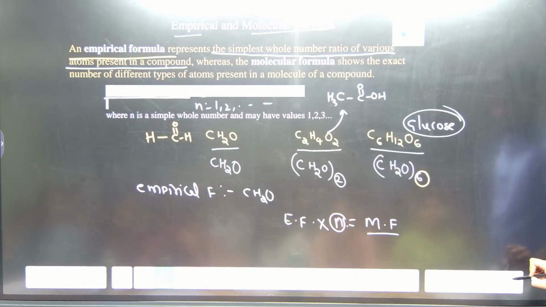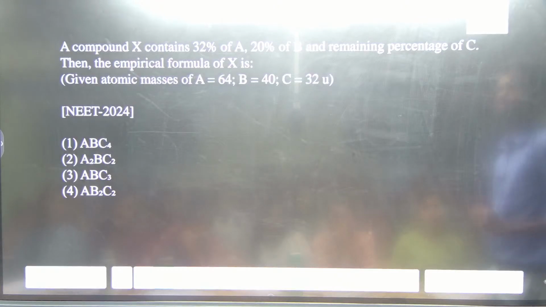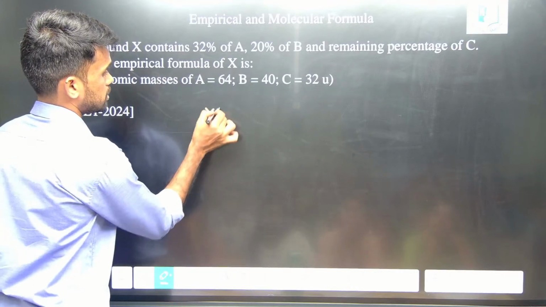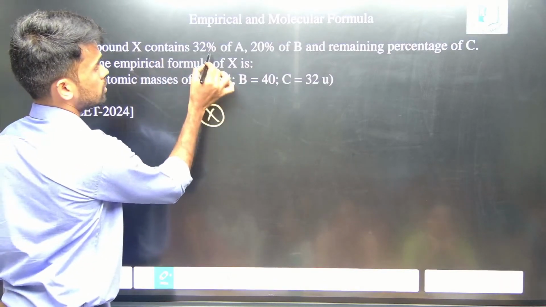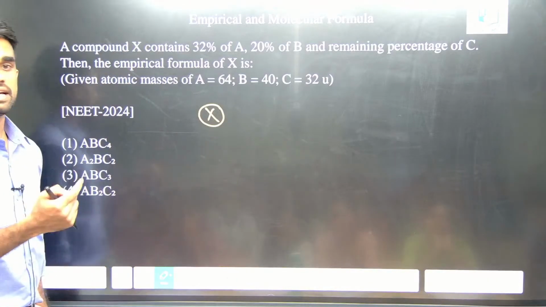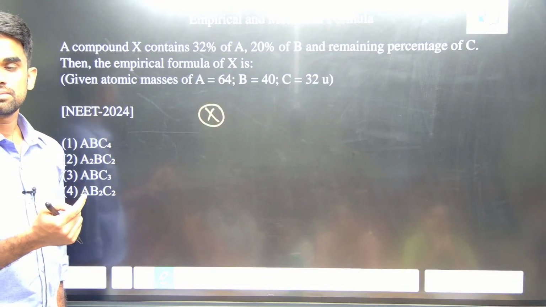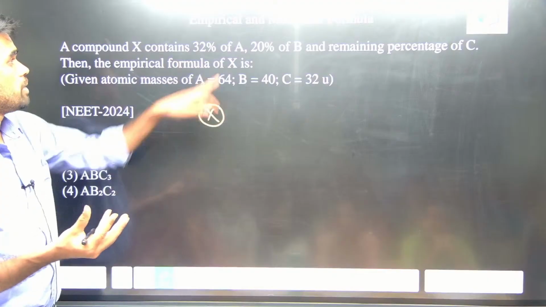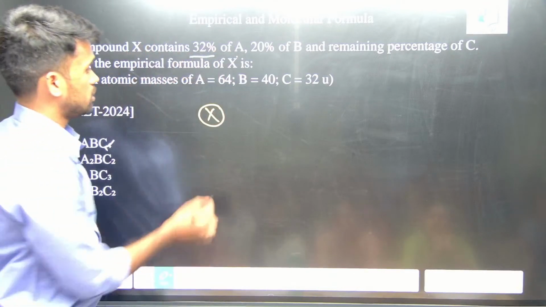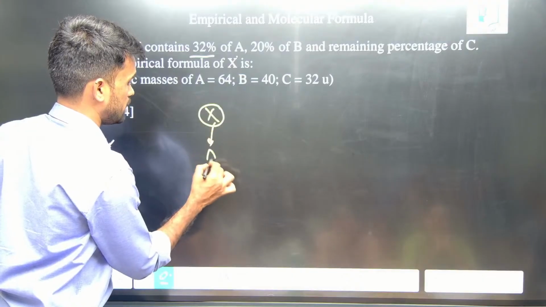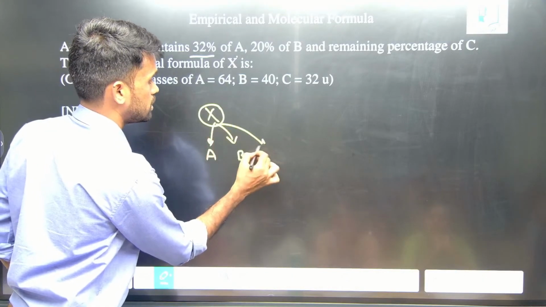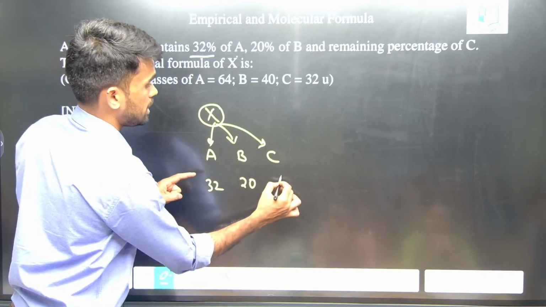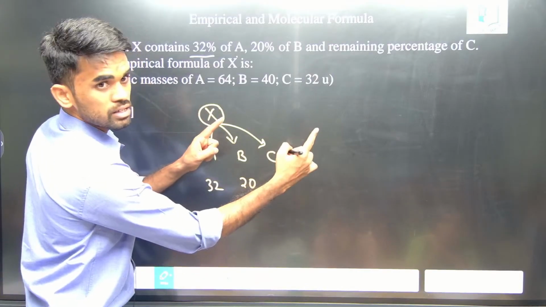Okay, let's move forward. Just see this question, this is a NEET question again. They are saying there is a compound X, and it contains percentages. Percent means for 100 grams, how many grams of A is there? So this compound X is made with A, B, and also C, and its percentage is 32, 20, and the remaining is C.